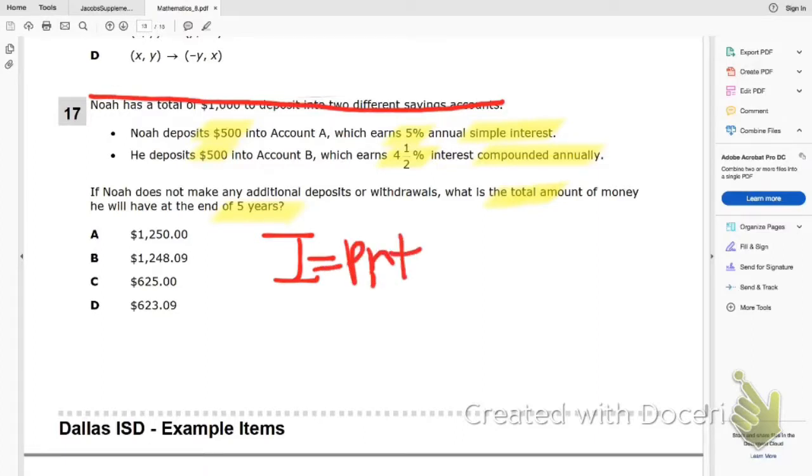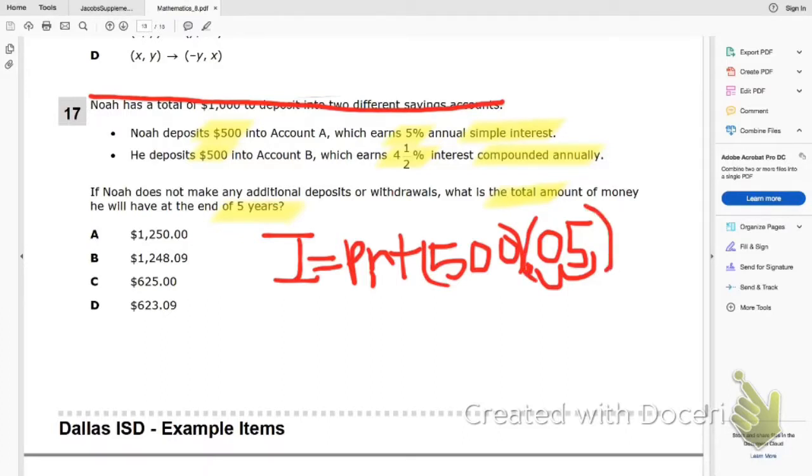Okay. We know that the P is going to be 500. The interest rate is going to be 5%. We move it over 2 places to the left. It's 0.05. And then it's going to be multiplied by 5 years. We multiply all that, we're going to get a total of 125.